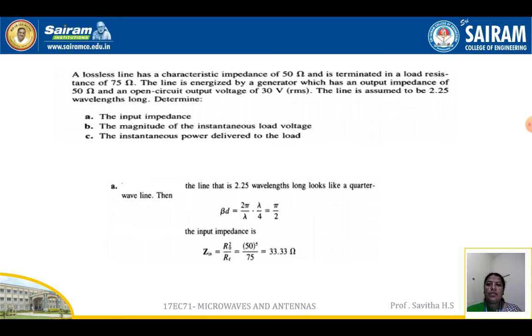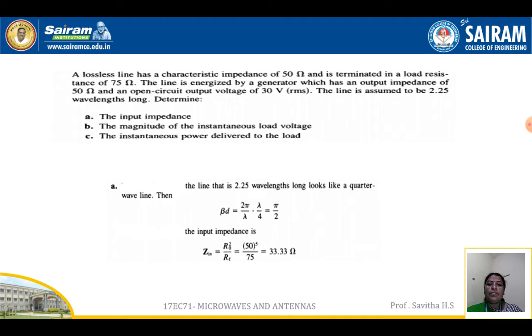So next problem: a lossless line has a characteristic impedance of 50 ohms and is terminated in a load resistance of 75 ohms. The line is energized by a generator which has an output impedance of 50 ohms and open circuit output voltage of 30 volts. The line is assumed to be 2.25 wavelengths long. Determine the input impedance, the magnitude of the instantaneous load voltage and the instantaneous power delivered to the load.